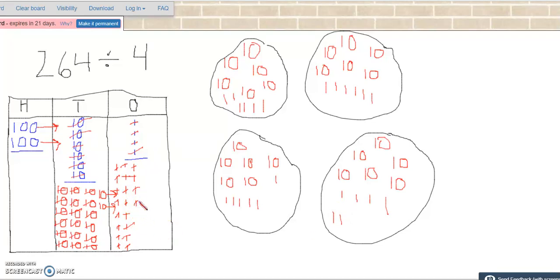Okay, I put everything in. So now I'm looking at how many 10s I've got, and I have 6 10s in each group. I also have 6 1s in each group. So if I have 6 10s, that equals 60, and 6 1s is 6. So I add those two amounts together, and I get 66 represented in each of my groups, which means that 66 is my quotient. So 264 divided into 4 groups would give me 66 represented in each.